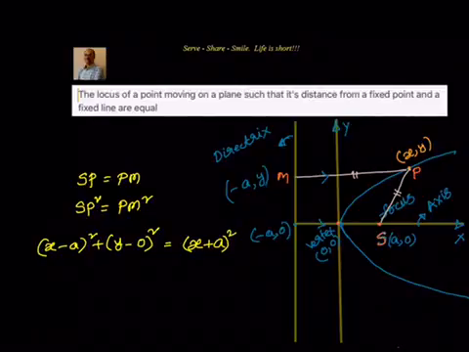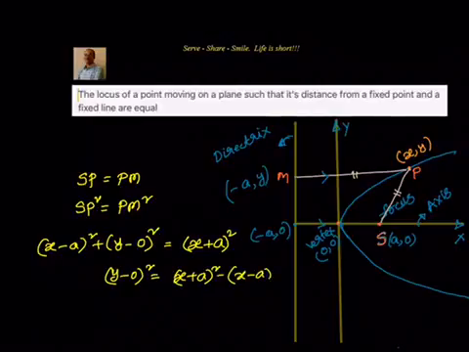Now if we simplify that, we will have y minus 0 whole square equal to x plus a whole square minus x minus a whole square, which is nothing but y square equal to 4ax, because we know a plus b whole square minus a minus b whole square is 4ab. So this is the standard form of the parabola, y square equal to 4ax, in which the focus is at a comma 0. The axis of the parabola is given by y equal to 0.